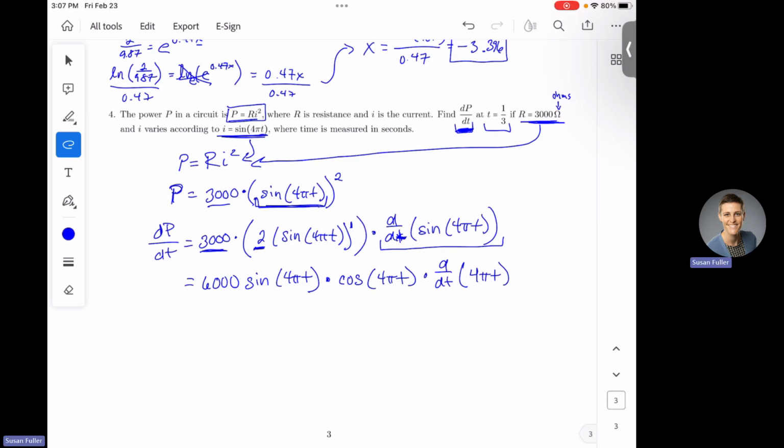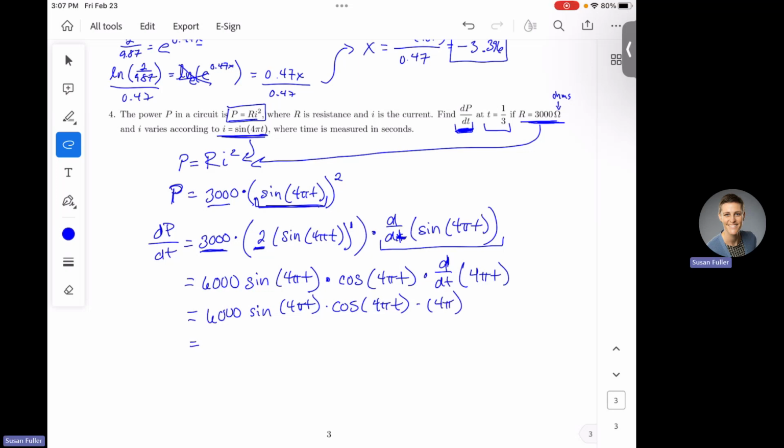And again, I'm hitting the pause button here. If you don't need to hit the pause button, then you don't have to show all of this. But if you need the pause button, go ahead and pause. And then from here, we're going to have 6,000 times the sine of 4 pi t times the cosine of 4 pi t times the derivative of 4 pi t. The derivative of 4 pi t is, yep, just 4 pi.